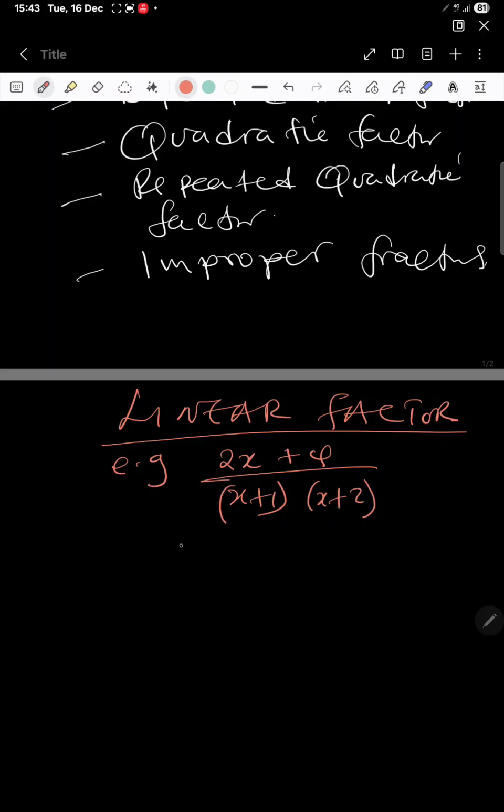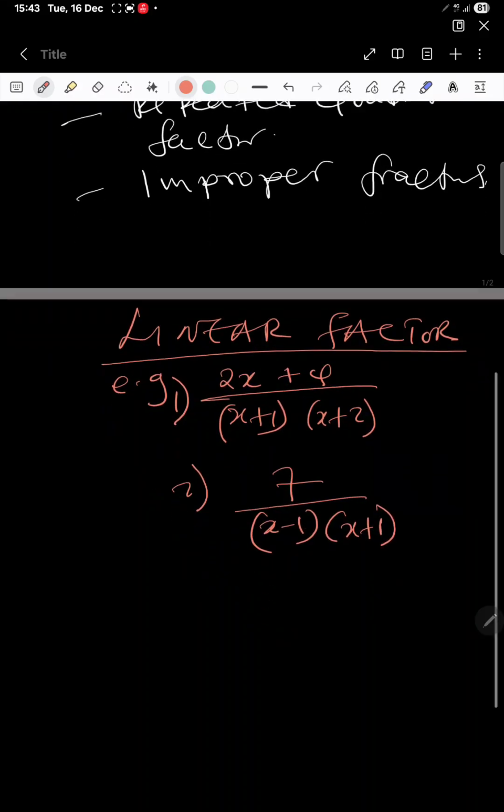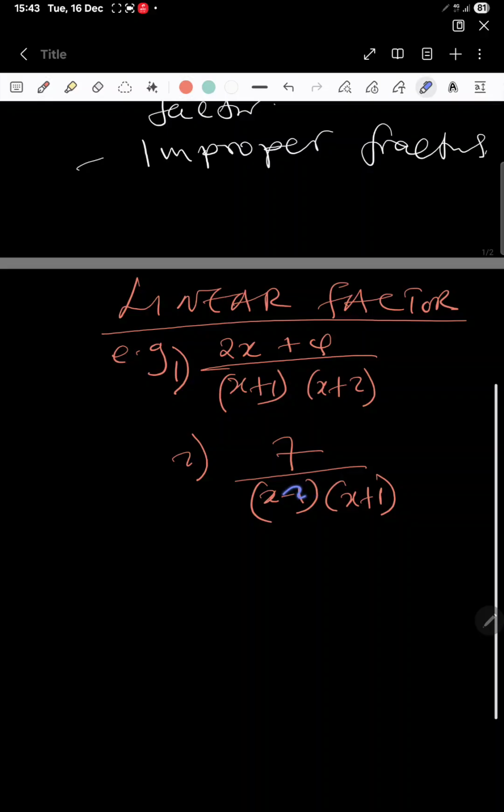Okay, another example of a linear factor is if you have 7 over x minus 1 and x plus 1. These are also linear factors because we are looking at the highest power of x here, which is 1. If the variable x has the highest power of 1, those are said to be linear equations or linear expressions. So if we have these linear expressions in the denominator, just know that what we are dealing with is a linear factor partial fraction.